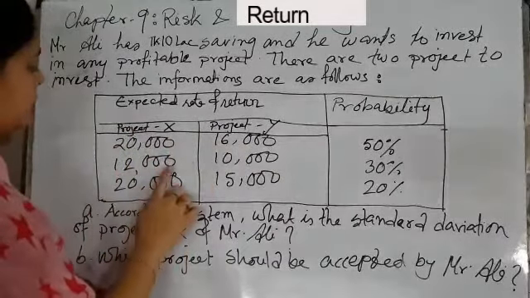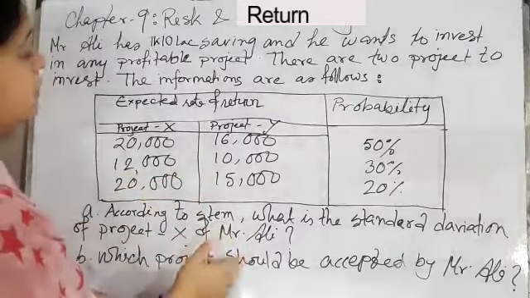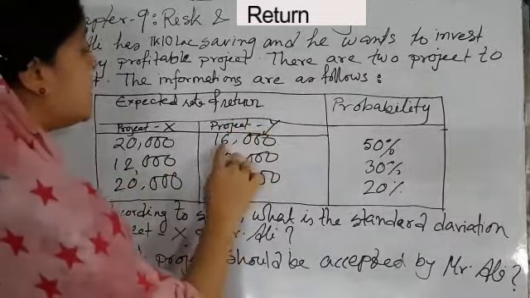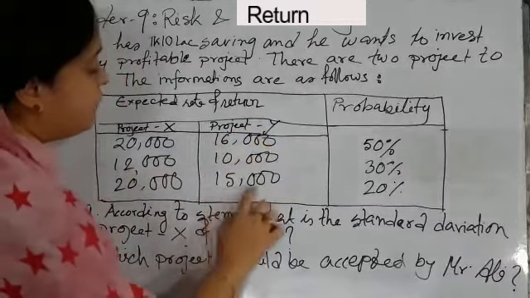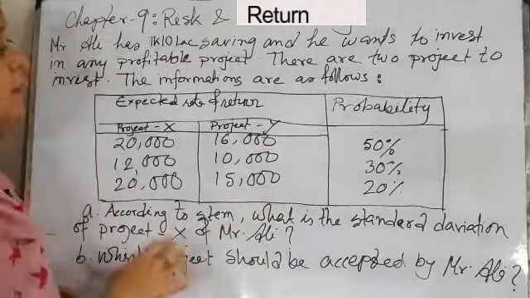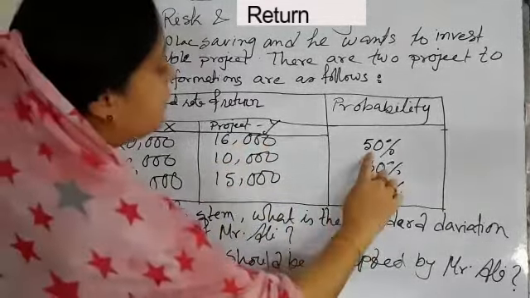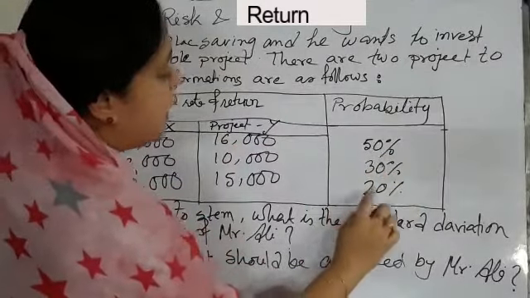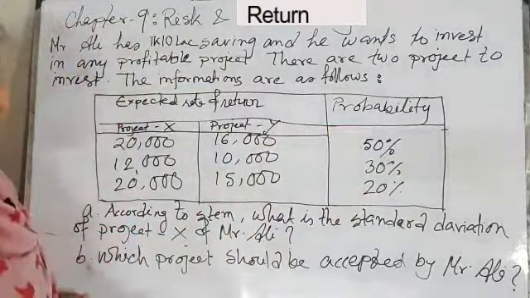20,000, 12,000 and again 20,000. And for the other project, project Y, 16,000, 10,000 and 15,000. And the probabilities of both projects are 50%, 30% and 20%. All these are the probabilities.